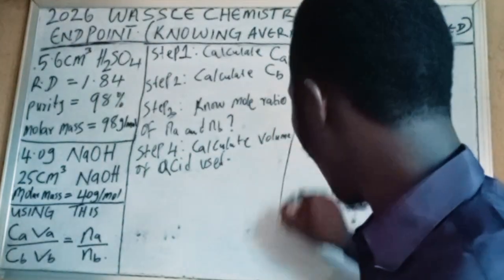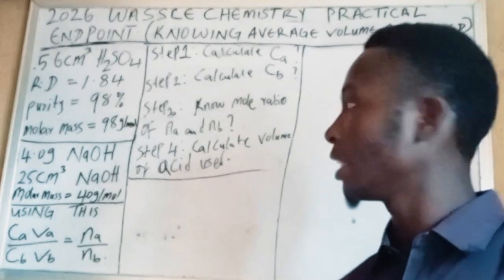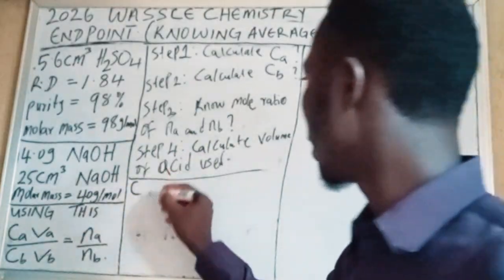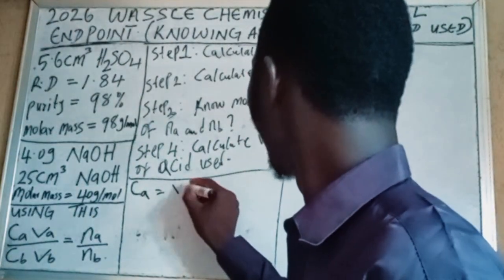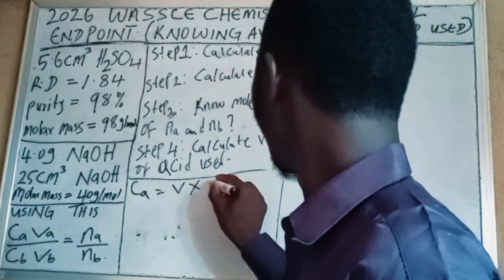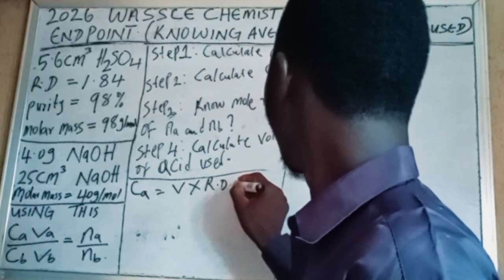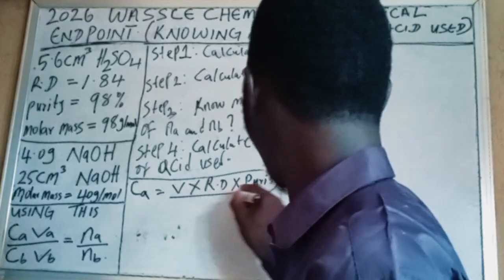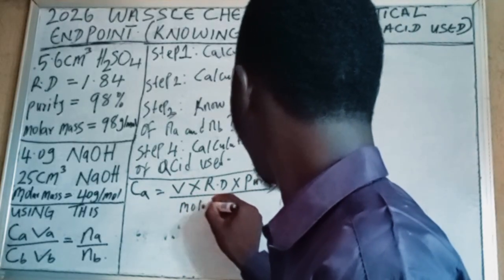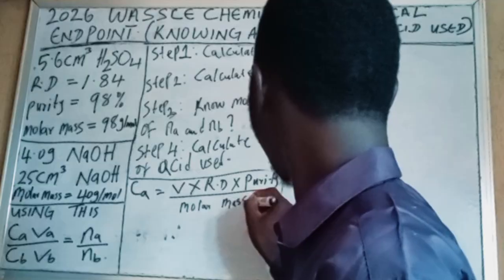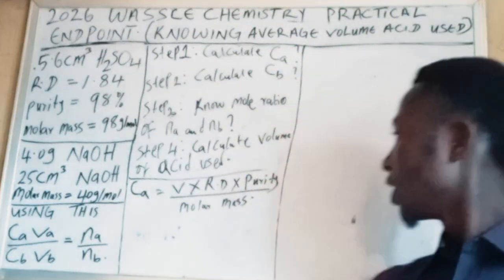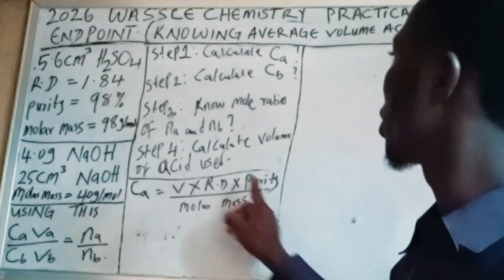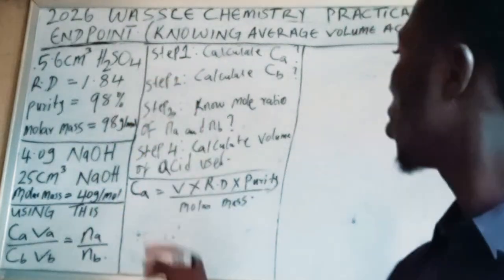So without waste of time, let's move ahead and calculate CA now. The formula for calculating CA is equal to volume times relative density times purity all over molar mass. We already have our volume, our relative density, and our purity.